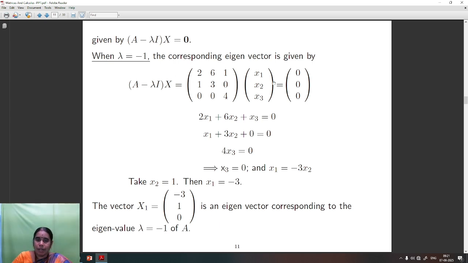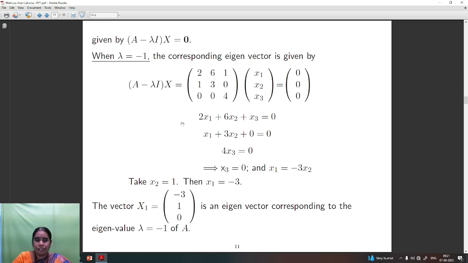On solving this matrix multiplication, 2 into x1 plus 6 into x2 plus 1 into x3 becomes the first equation, equal to 0. Then the second one, 1 into x1 plus 3 into x2 plus 0 into x3 equal to 0. Next, 0 into x1 plus 0 into x2 plus 4 into x3 equal to 0.